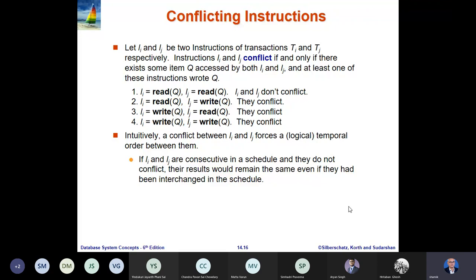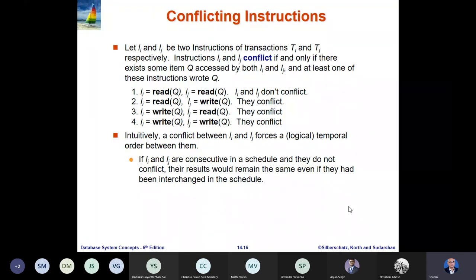The problem comes if one of Ii and Ij is a write operation, because then we have a conflict. Why? Let us take the value of Q to be 100. Now, if Ii is read Q and Ij is write Q, and Ii comes first, then Ii will read the original value of Q, not the one written by Ij. But if it is the other way, if Ij comes first and then Ii, then Ij has written the new value of Q and Ii is reading the new value of Q. You see that the value read by Ii will be different.